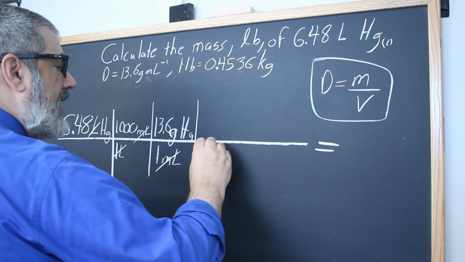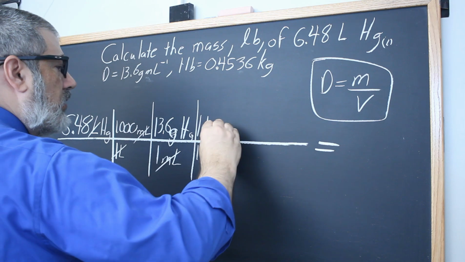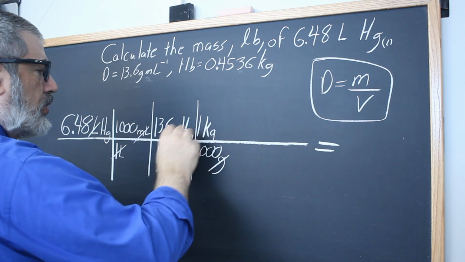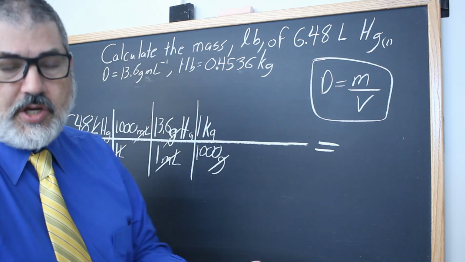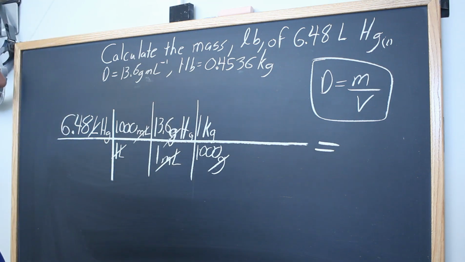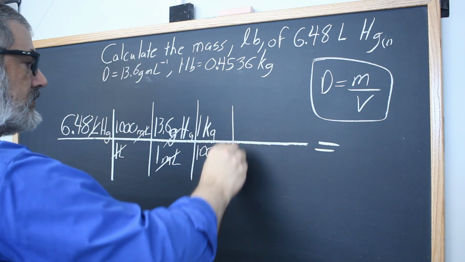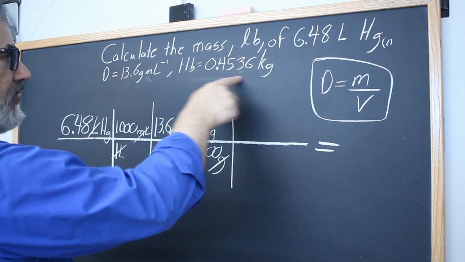So we say 1,000 grams is 1 kilogram. Now, I didn't give you this conversion because this is a metric conversion. I expect you to know the metric system. All right, so you're wondering, where did that come from? Now we have kilograms.